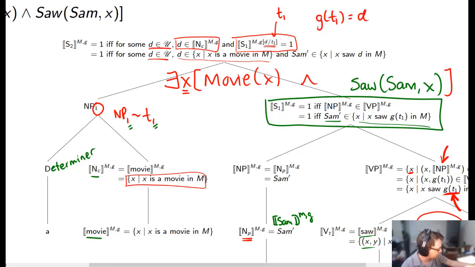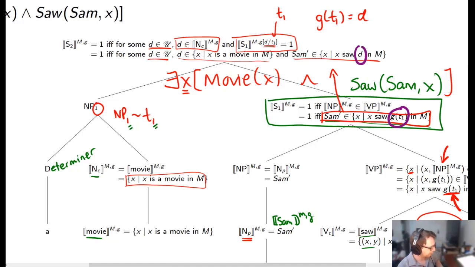So we're taking this line here, Sam prime is in the set of X, such that X saw G of T1. We're bringing that up, except instead of having G of T1, we now have D. We've made the replacement there. So and Sam is in the set of X, such that X saw D in M.